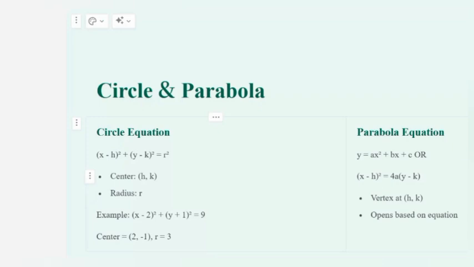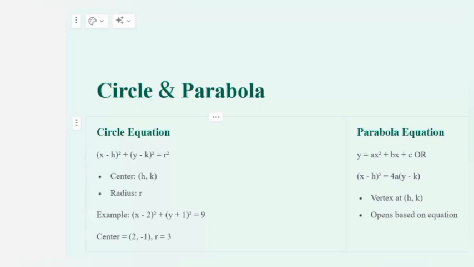So for the circle formula, the variables we have are h and k. On your Cartesian plane, you have the x coordinate and the y coordinate. So h and k represent where the center is on the x coordinate and the y coordinate. Then we have our radius, which is our r. x and y are the variables, while h and k are provided as the center.